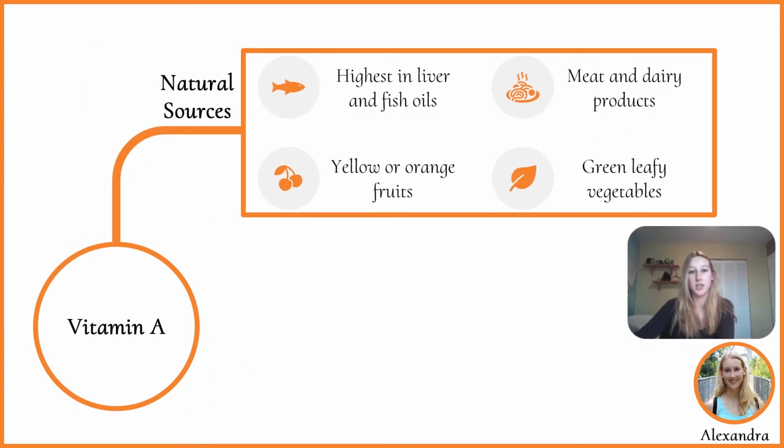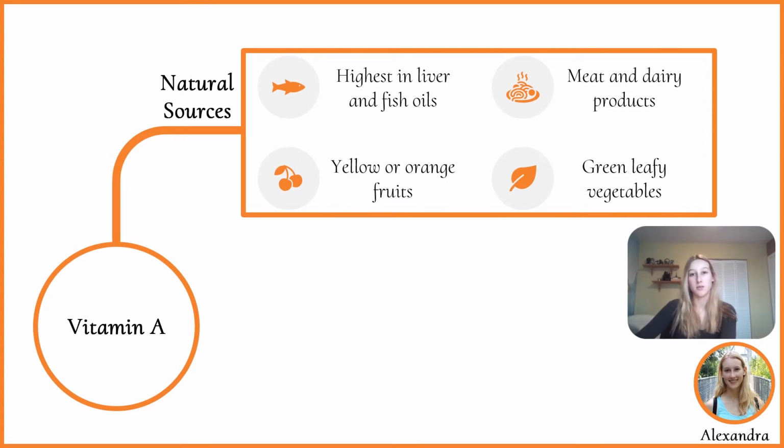Alright, so next we're going to look at the natural sources of vitamin A. I just want to quickly mention first that for individuals that consume animal-based food products, deficiency concerns are actually relatively low. Concentrations of preformed vitamin A are highest in liver and fish oils, but you can also find that in meat and dairy products, yellow or orange fruits, as well as in green leafy vegetables.